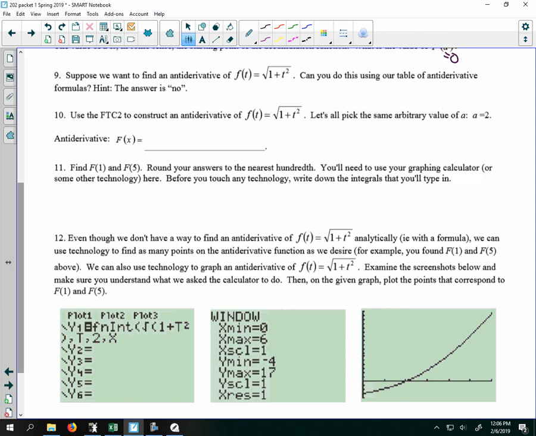We're all going to pick the same a value. We'll just use 2. So my antiderivative would be the integral from 2 to x of f of t, which is the square root of 1 plus t squared dt. To find F of 1 and F of 5, I just replace the x in that integral with a 1 and a 5. So F of 1 is the integral from 2 to 1 of the square root of 1 plus t squared dt.